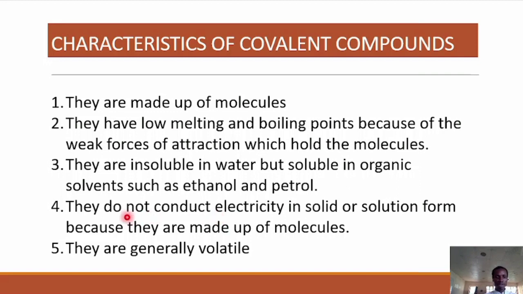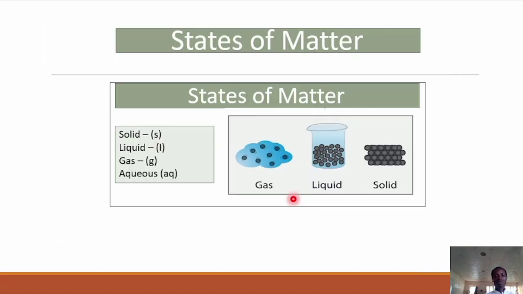So when we state some properties, it's not for all covalent compounds, okay? Take note of that. They are generally volatile. So covalent compounds, especially the smaller covalent compounds, they are what? Volatile.